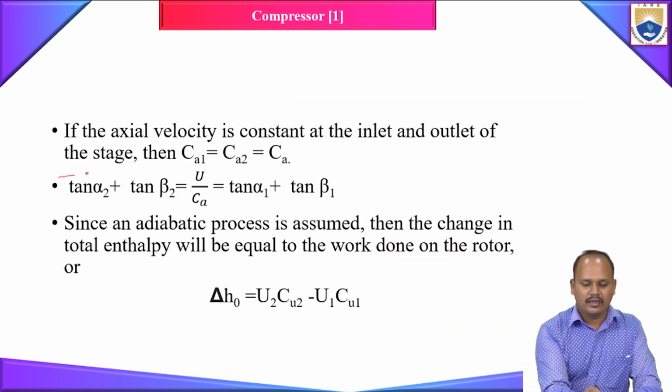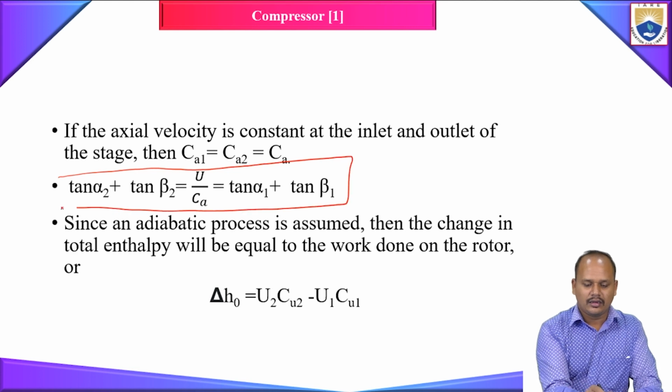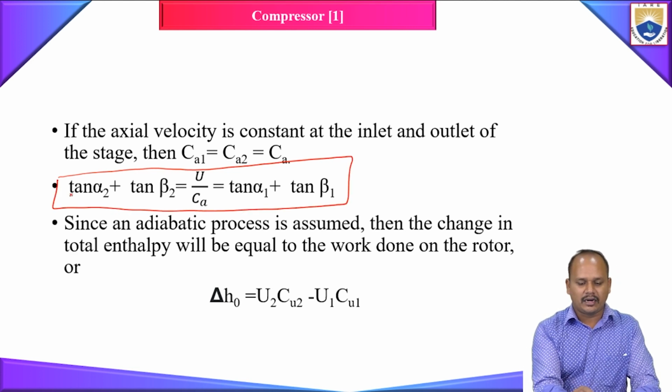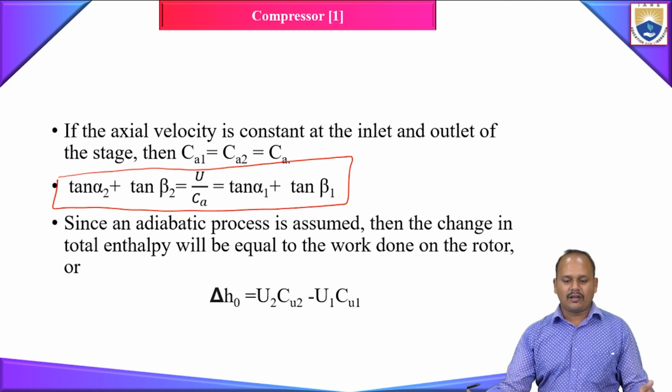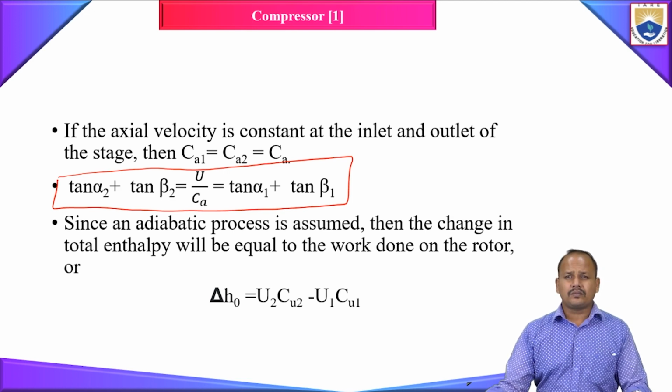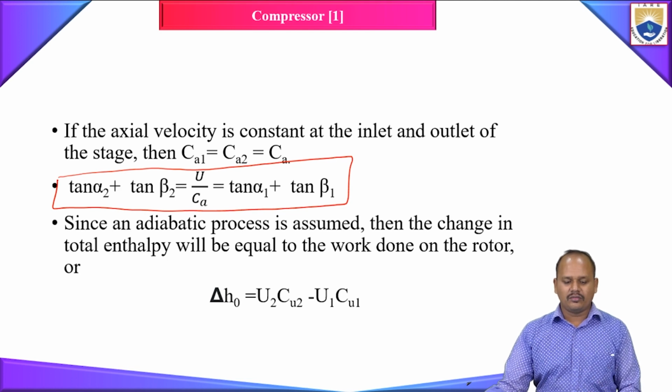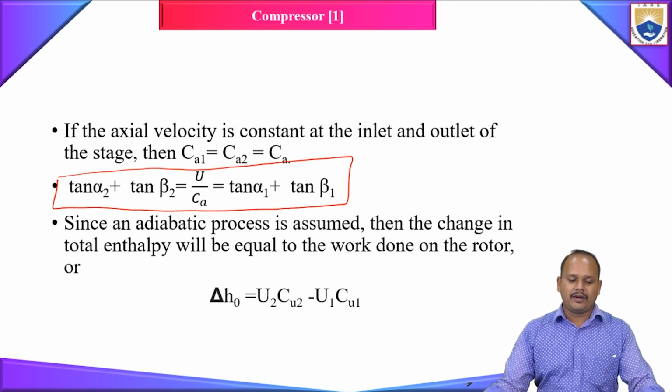Okay, so this is the equation we are getting after applying the condition, that is, if I assume the axial velocity component at the inlet and outlet of my stage, that is Ca, is constant. So it means Ca is equal to Ca1 equal to Ca2. Now, what kind of process are we assuming? We assume the process across our compressor is isentropic. Isentropic means it is a reversible adiabatic process.